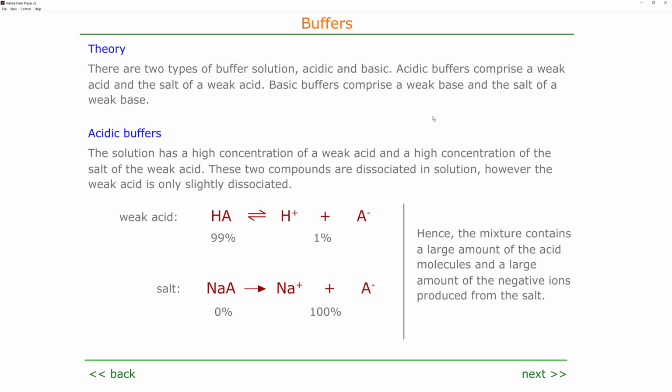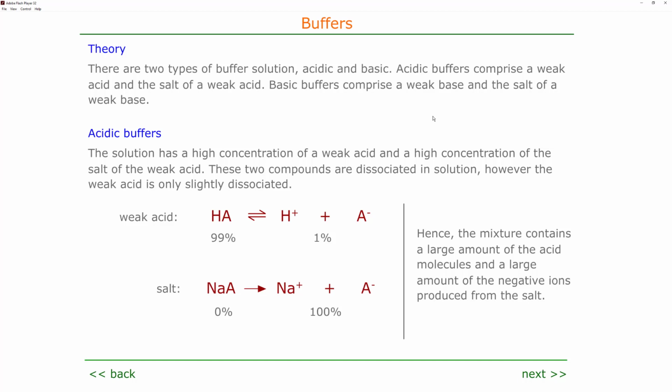Okay, so there are two types of buffer solution, either an acidic buffer or a basic buffer. Acidic buffers are made up of a weak acid and the salt of the weak acid. A good example would be ethanoic acid and sodium ethanoate. A basic buffer comprises a weak base and the salt of the weak base. A good example here would be ammonia and ammonium chloride.